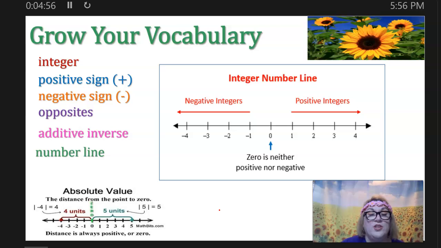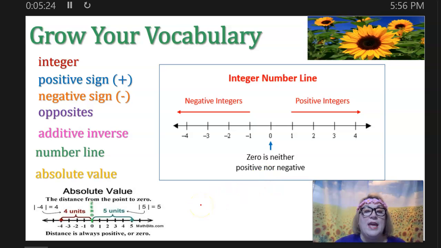A number line is pictured here in front of you, and number lines are used frequently when we're working with integers because it shows how the positive numbers increase as you move to the right and the negative numbers increase as you move to the left. So the more negative a number is, the smaller the number is. The more left you go on the number line, the smaller that number gets. And the more right you move on the number line, the bigger the number gets.